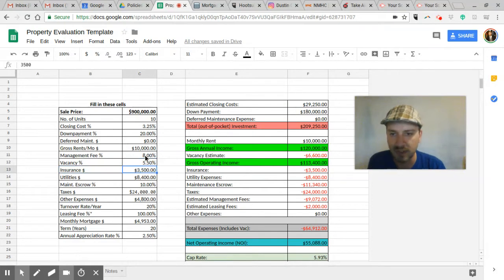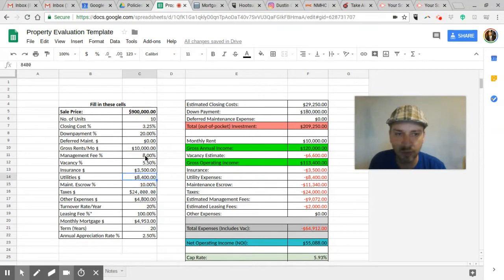Insurance, putting our estimated insurance, we pay usually around $350 per unit, sometimes less depending on how big the building is. Utilities, this assumes $70 per unit per month. That's if the landlord, us, would be paying the water and sewer. We're just using that as an estimated number.